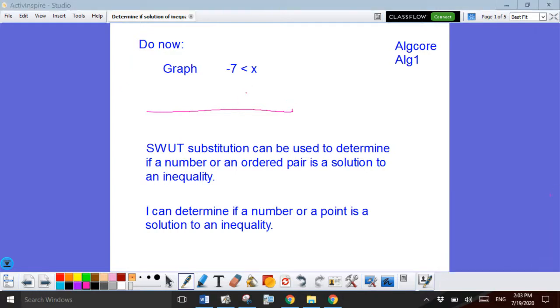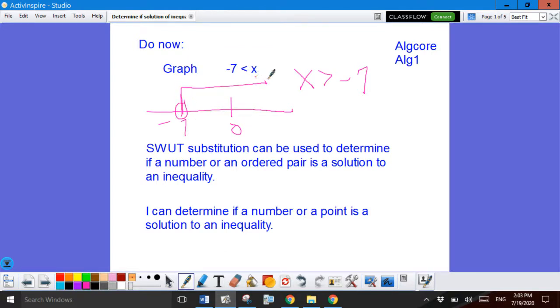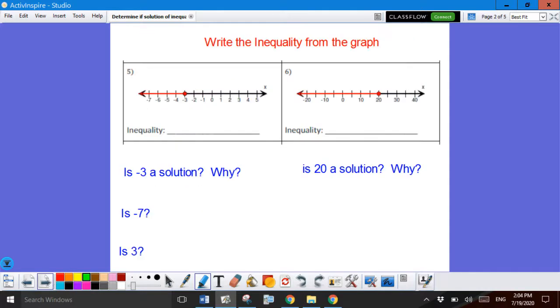All right, so if you remember, we always read from the variable. So x is greater than -7. So here's 0, here's -7. It's going to be an open circle to the right. So if I'm looking at solutions, I'm looking at everything above -7, okay? Everything above -7. So let's think about this graph, okay? And let's look at some numbers. So let's start with where the solutions actually are.